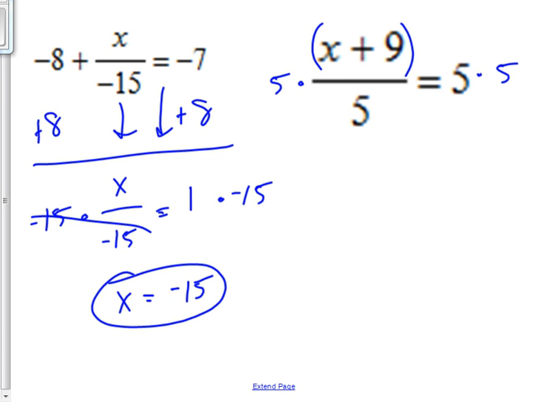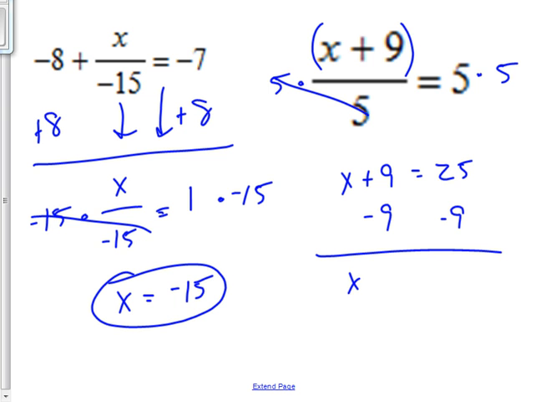Okay, it's not that big of a deal. You just have to remember which one has to come first. So the 5s are gone, and now I can break open my parentheses. So x plus 9 is equal to 25. Now I subtract my 9 on both sides, and I get x is equal to 16. Okay, x is equal to 16. Now, just check that. So 16 plus 9, hit equals. Okay, divide that by 5, and we should get 5, which we do.